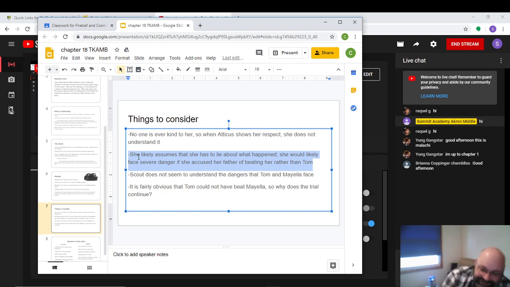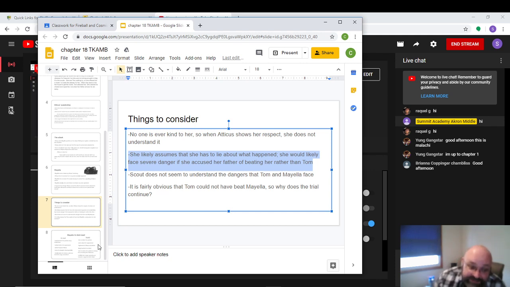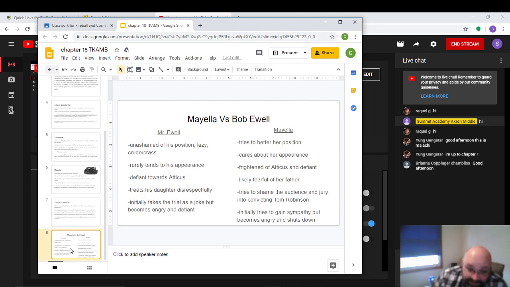Why does it look like the white jurors still intend to convict Tom, even though it's obvious he couldn't have done it? Why is this all still happening, right? And the kids voice this. Dill, Scout, and Jem all expect Atticus has already won, even though the trial's still going on. So, why, right? That's a really big question that still kind of lingers.